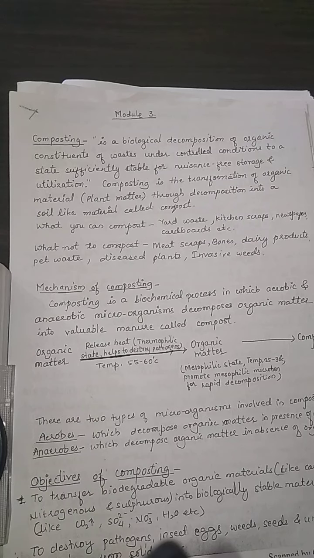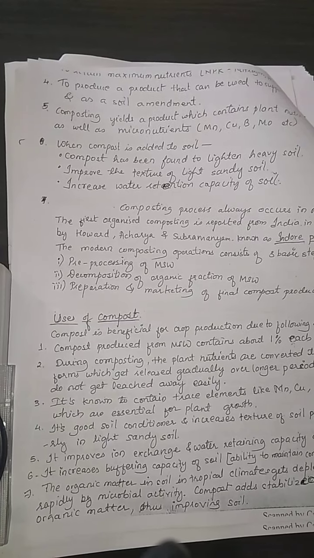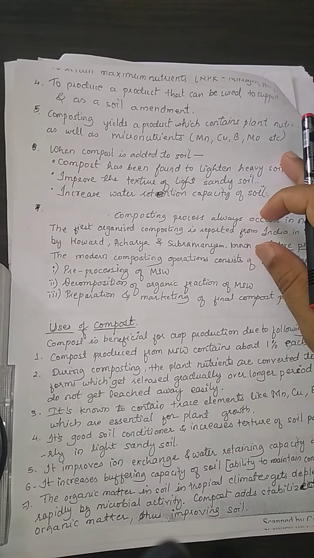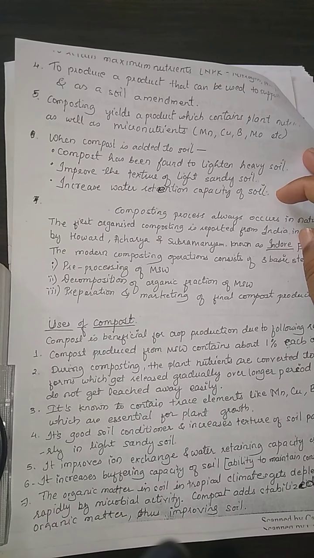So we have two types of objectives. What are the objectives of composting? First, to transform the biodegradable organic materials, such as CO2, SO4 and nitrate, that are generated by composting. Then, to destroy the pathogens, insects and weeds present in the solid waste or in the soil. The fourth is to produce a product that can be used to support soil amendment, a compost yield that contains manganese and copper.